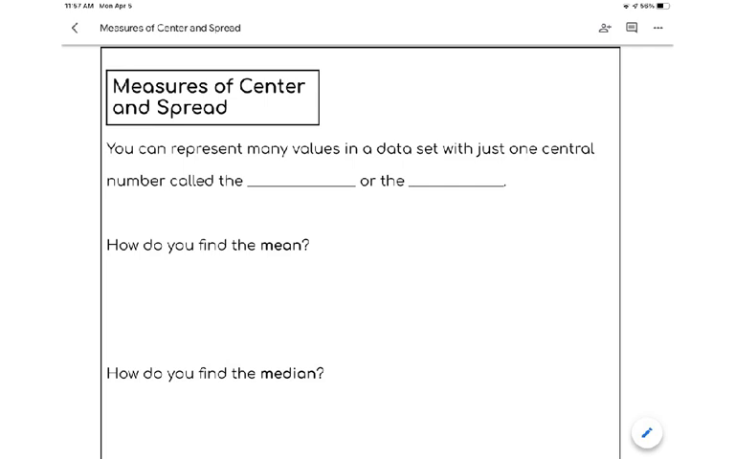So a lot of people, when they have done those graphs, they notice where the dots were the most often or where it occurred the most often. So these are all types of measures of center and spread. And you can represent many values in a data set using just one central number. And sometimes we call this the middle number or the median. Okay. Or we call it the average or the mean. These are two measures of center.